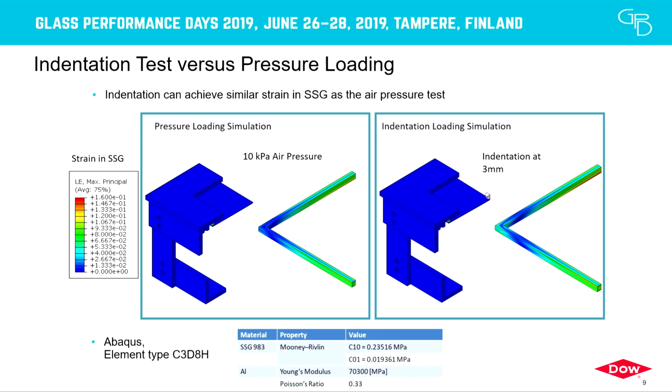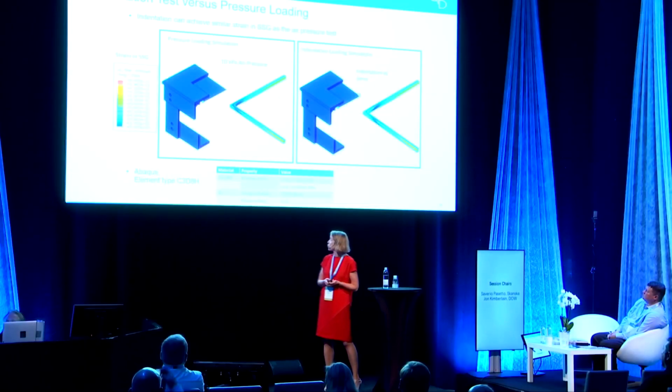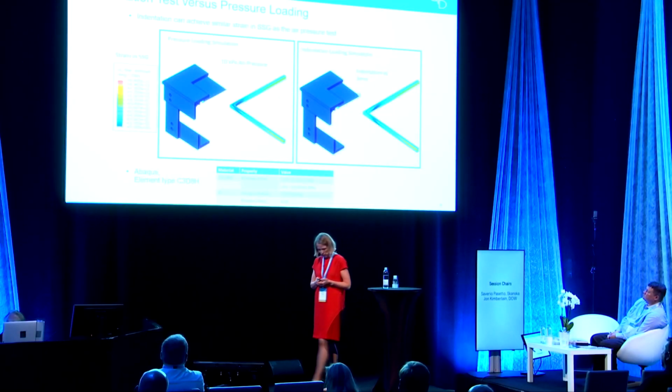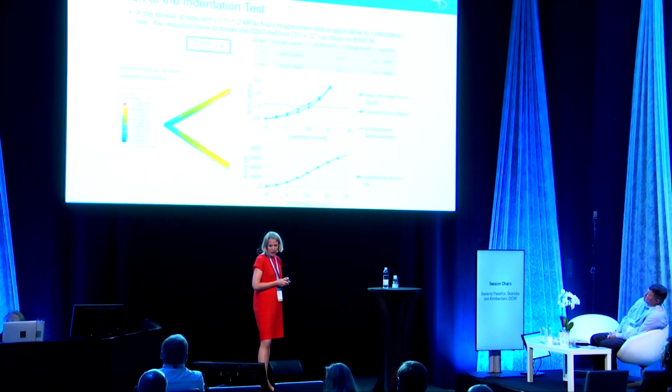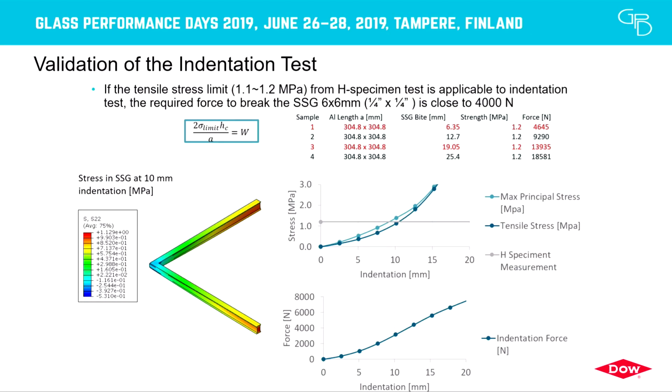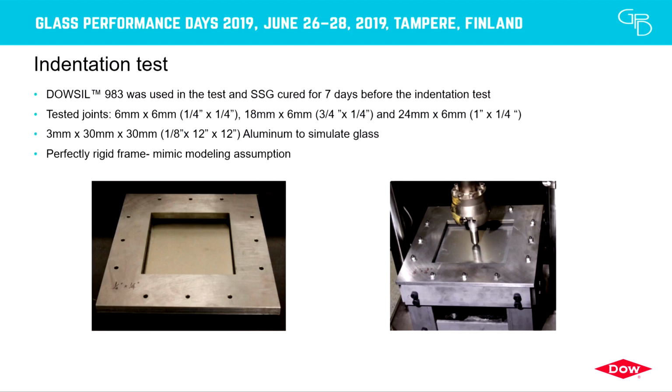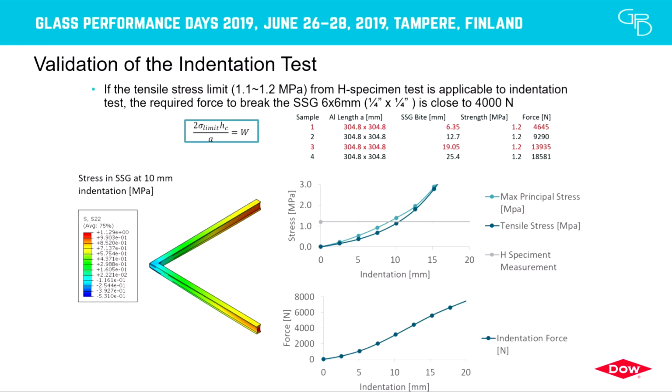We verified that this indentation test would be able to provide the same levels of strain as we expect with pressure loading. So we used Abaqus with a Mooney-Rivlin material system for the 983. And you can see that we reach in both cases similar values for the strain, so that was validated. And we also can assume that on that scale, the failure strength would be the same as for an H piece. So based on that, knowing that 983 will fail eventually at 1.1, 1.2 megapascal, we can calculate how much force is needed depending on the joint bite dimension. So we see that we are in a range of 24,000 Newton. Here we can reach that with our system.